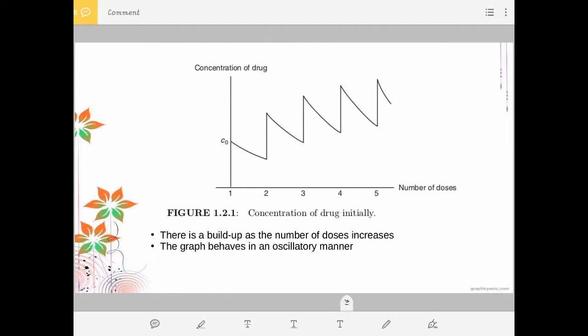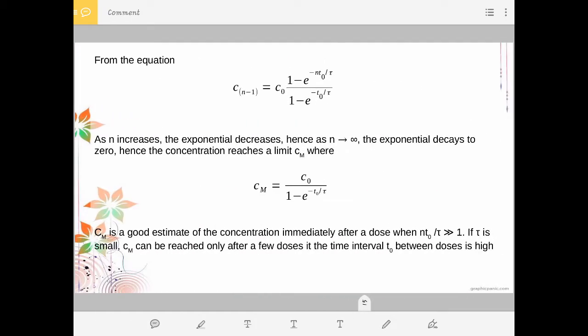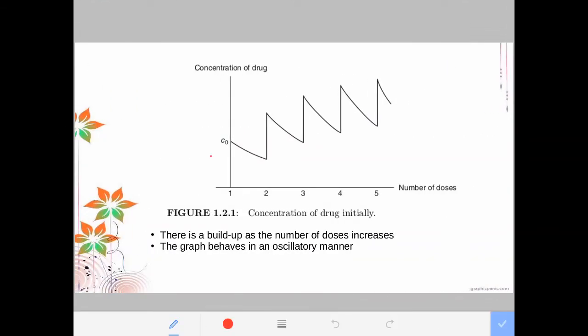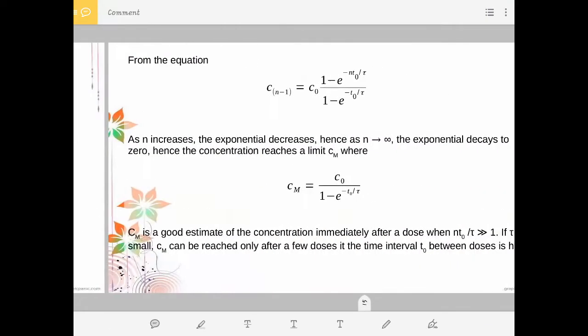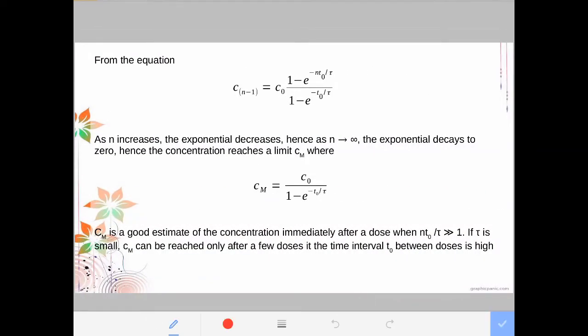So this is your concentration over time. As you can see, there's a build up in the concentration as the number of doses increases, in an oscillating manner. Although it looks like it's steadily increasing, if we analyze our equation, this is our model for the concentration of the drug after n dosages, so we can set n to infinity. Looking at this model, what is basically changing here is just the factor n.